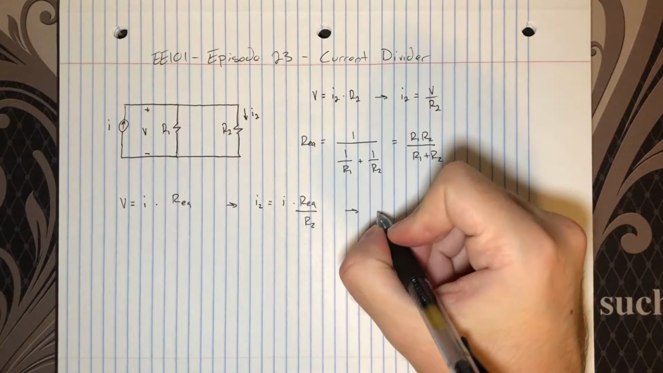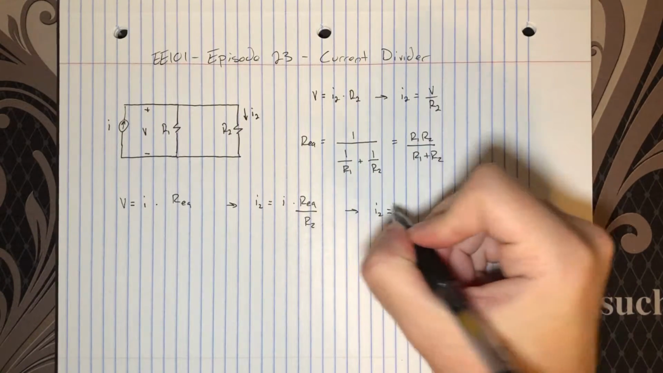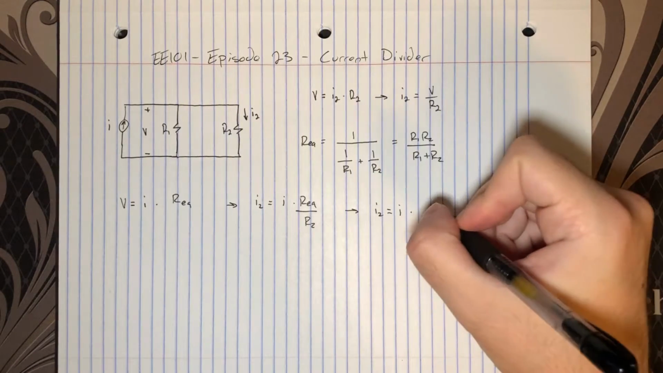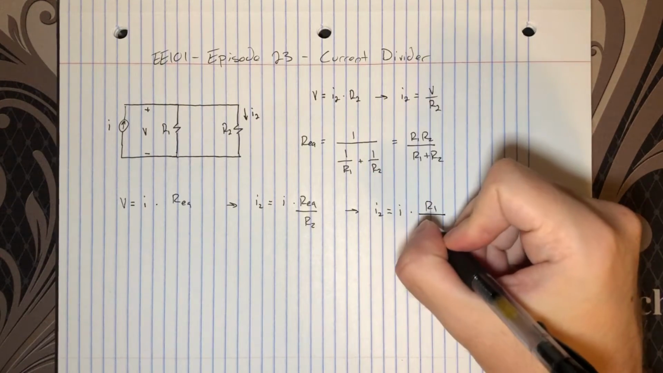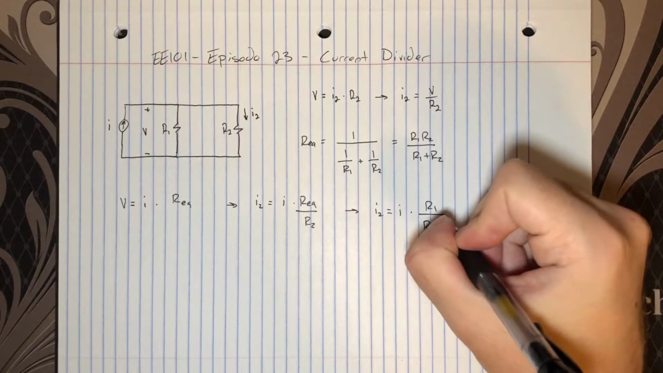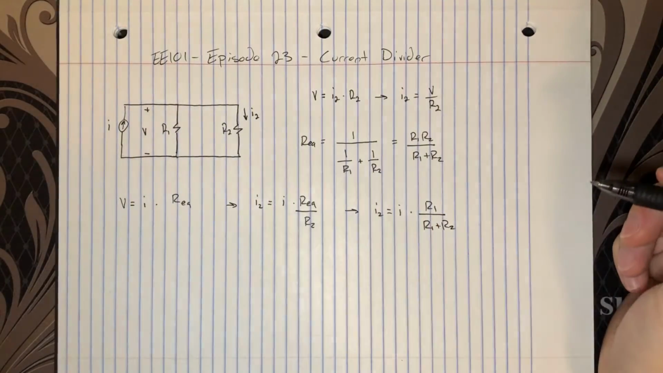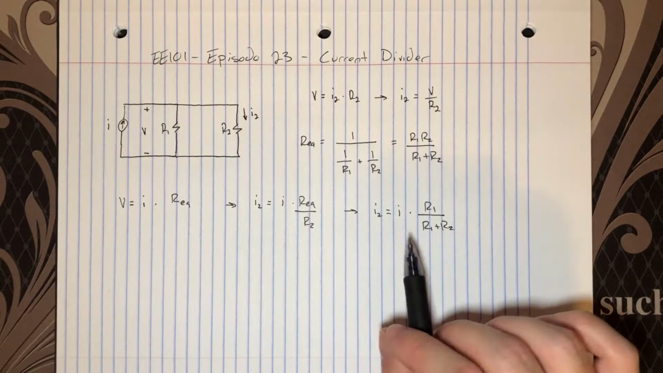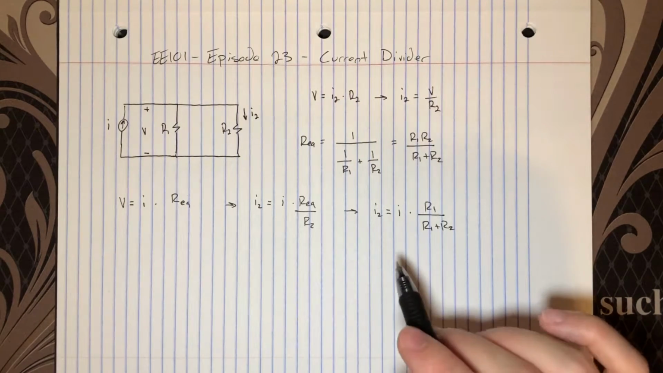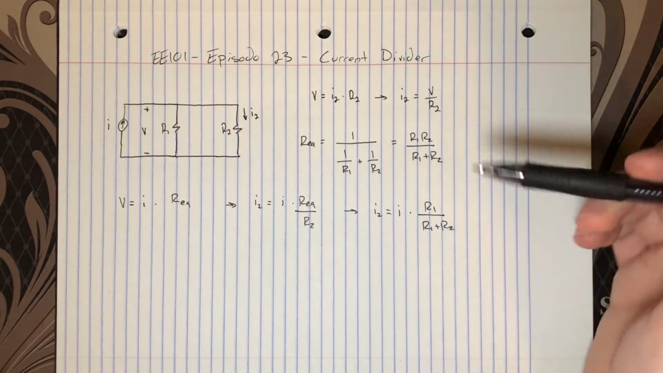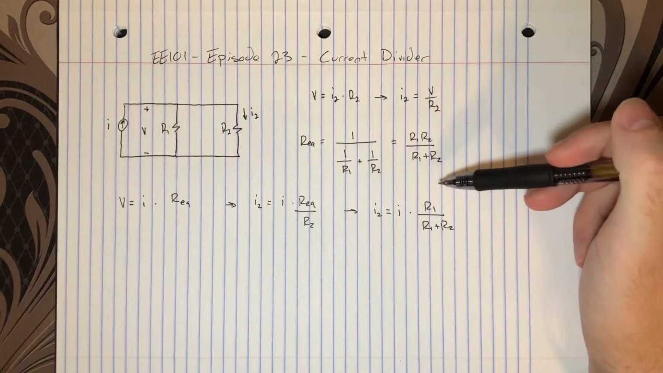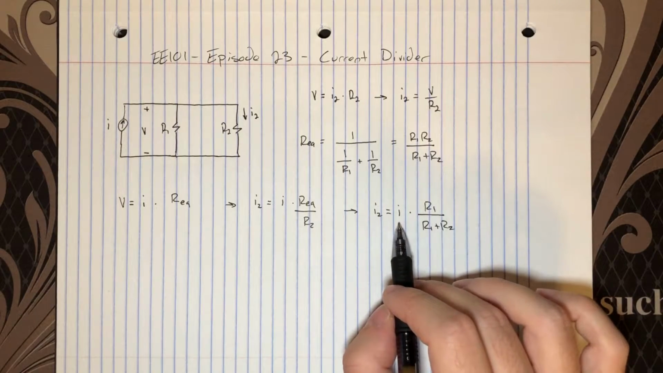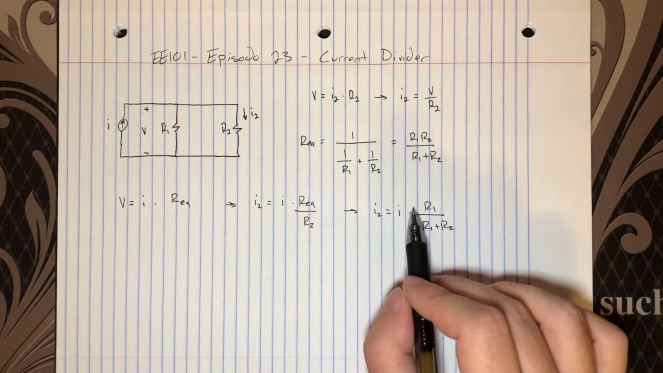So our final expression for this current I2 is going to be equal to the source current times R1 over R1 plus R2. And pause for a second and think about how similar this looks to the case of voltage division. We have a ratio that takes exactly the same form as the voltage division case, and we have the source current here, which would be analogous to having the source voltage here.